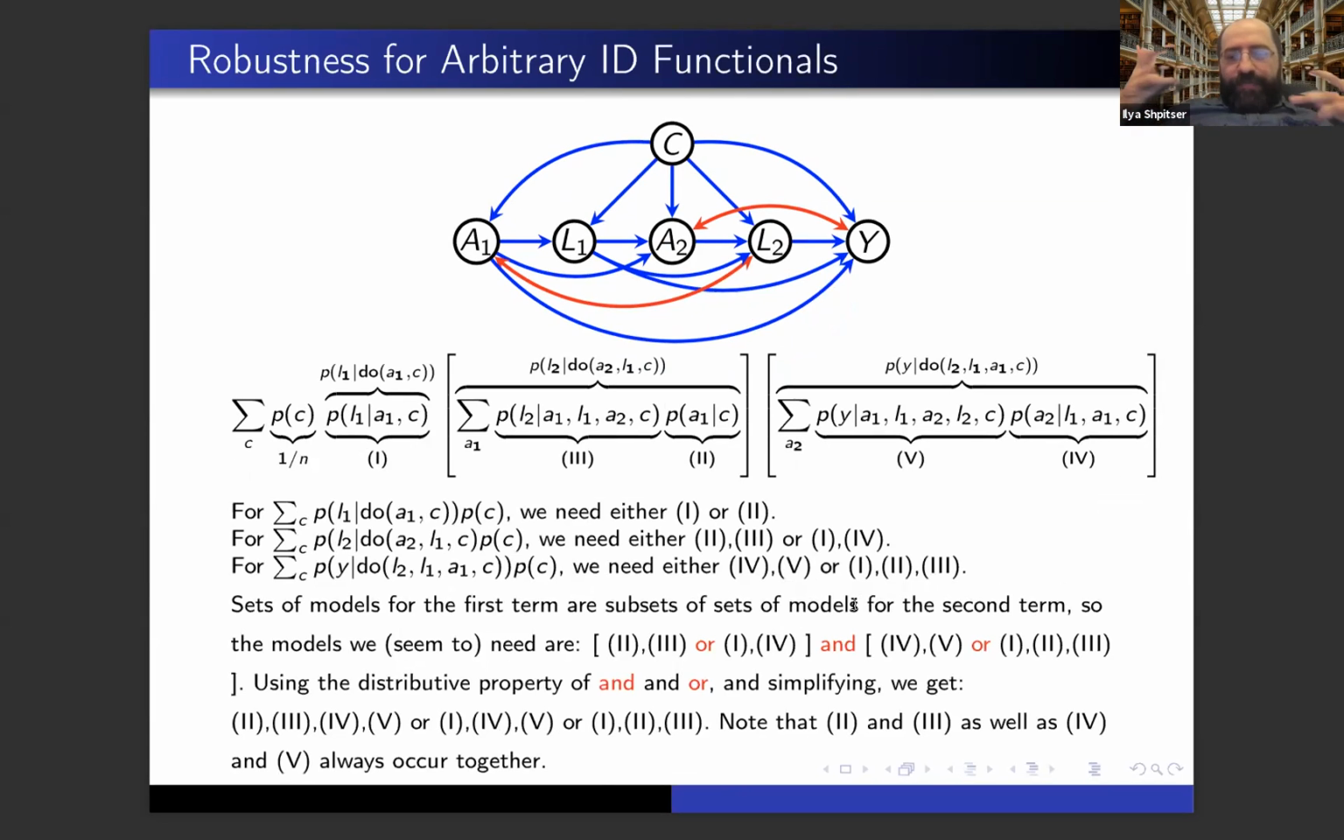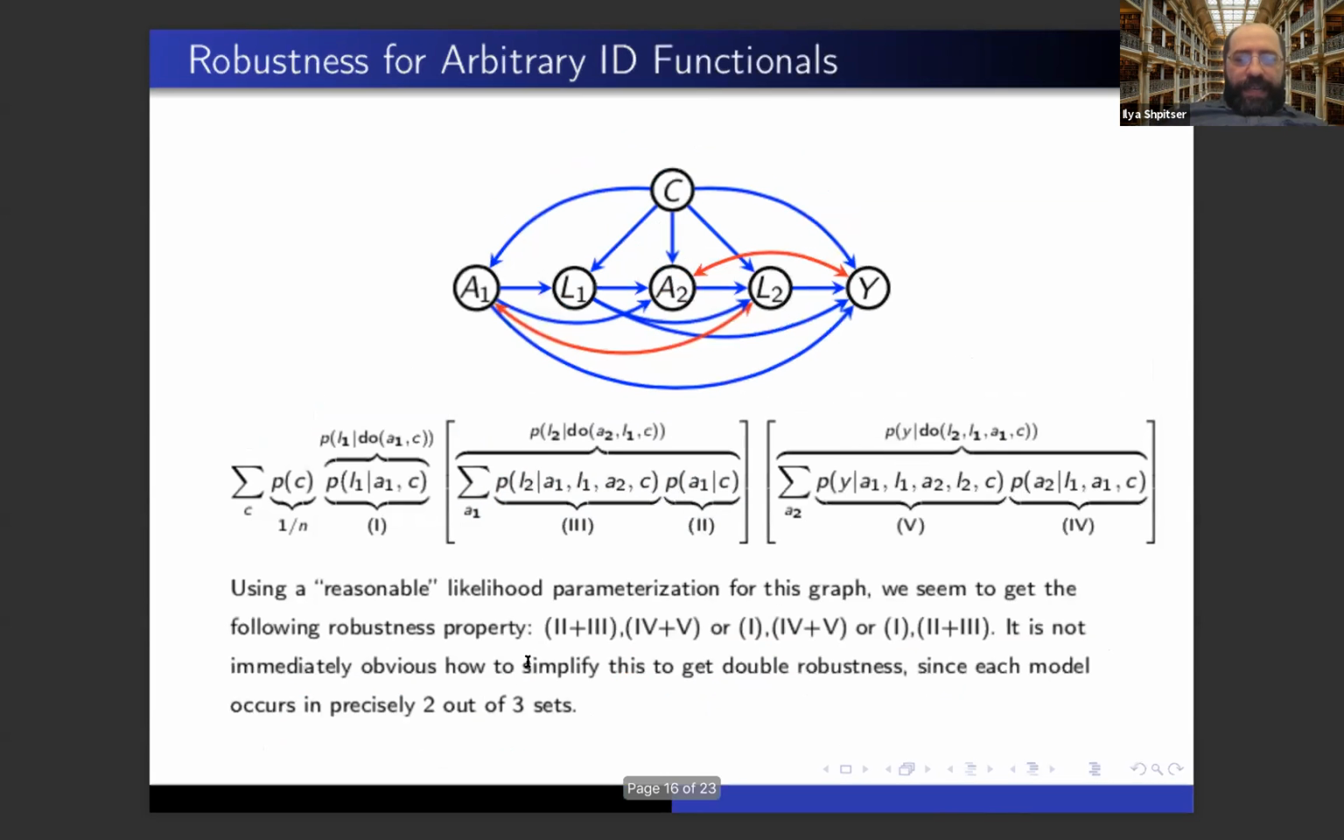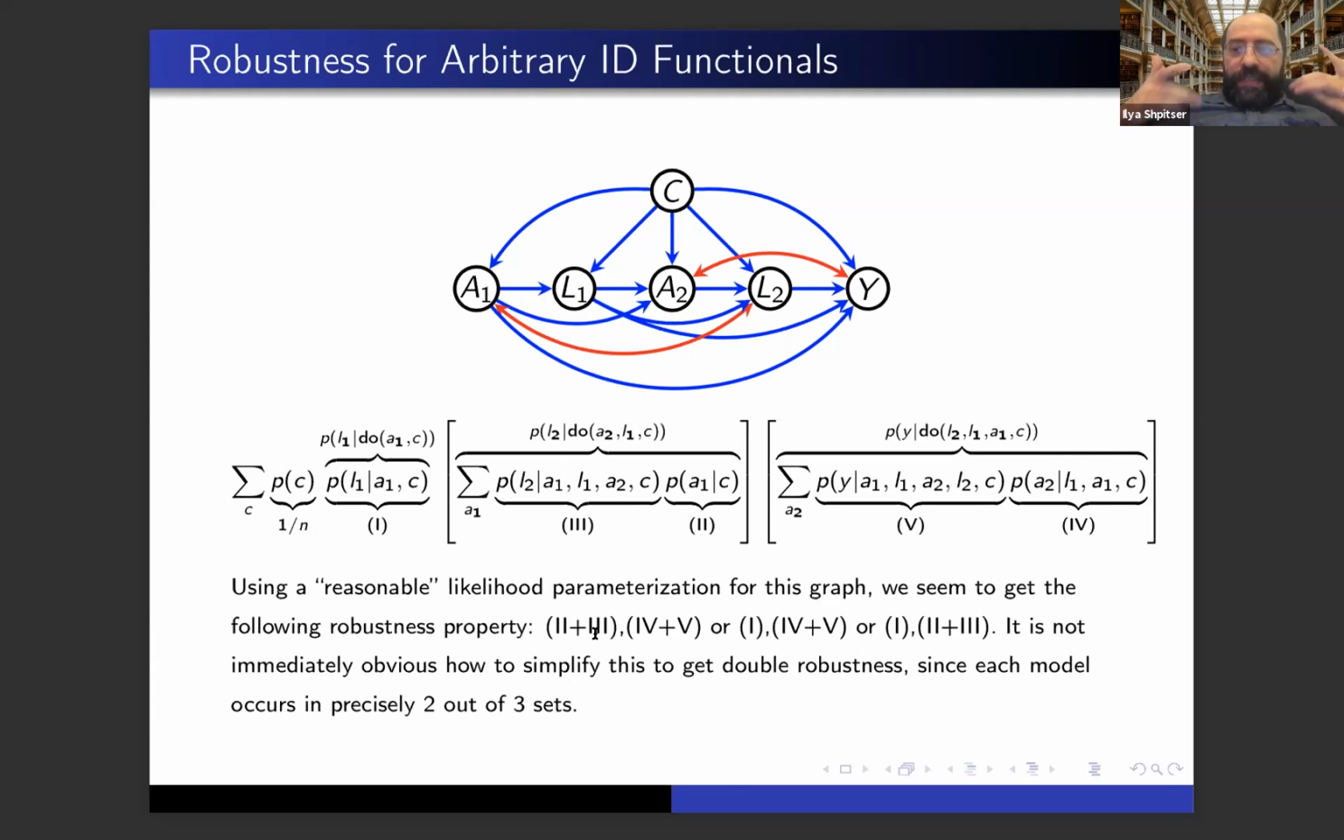And if you use the distributive property of and and or, and you simplify a little bit, it seems like you get this disjunction here of 3 things. And notice that the 2, 3, 4, and 5 models always occur together. And so under a reasonable likelihood parameterization for this graph, it seems to me that we get this kind of robustness, and each class of models occurs in exactly 2 places out of 3. And so it's not obvious to me how to simplify this to get double robustness because of this.